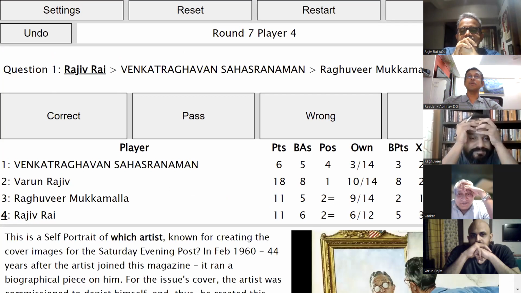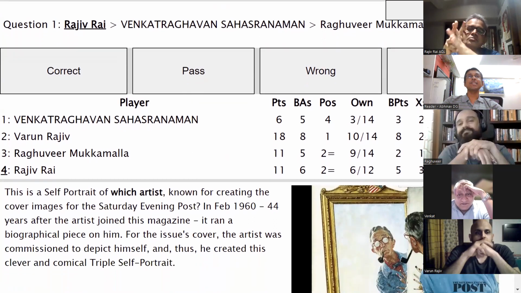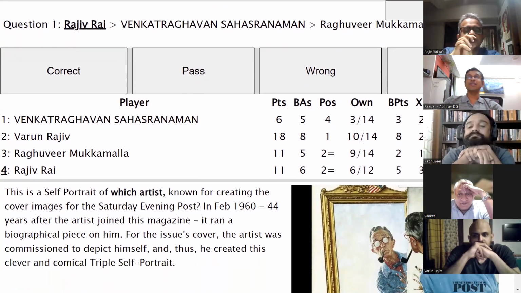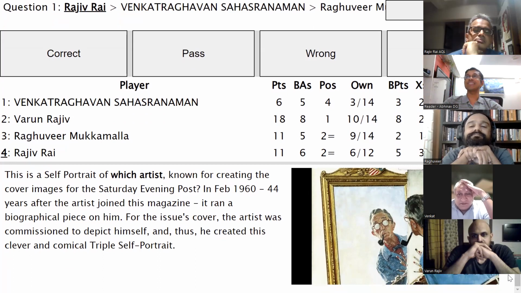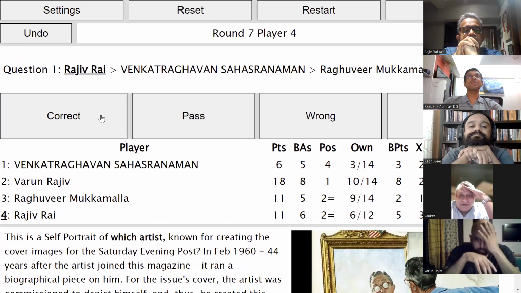Your question's coming up, Rajiv. This is a self-portrait of which artist known for creating the cover images for the Saturday Evening Post? In February 1960, 44 years after the artist joined this magazine, it ran a biographical piece on him, for which the artist was commissioned to depict himself, and thus he created this clever and comical triple self-portrait. Rockwell. The great Norman Rockwell is absolutely correct.